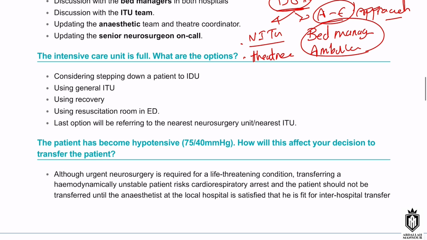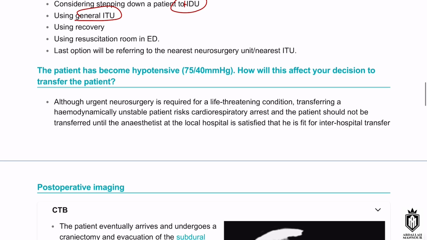The intensive care unit is currently full. What will be the options? The options will be trying to step down another patient to HDU from your ITU, or maybe using a general ITU, or using recovery or resuscitation in an ED.